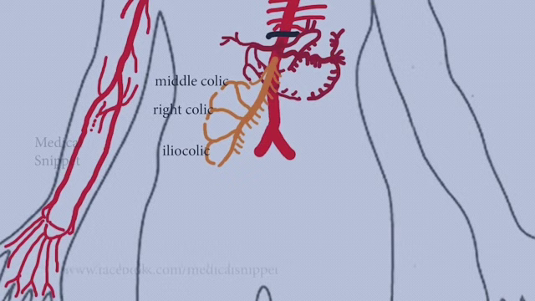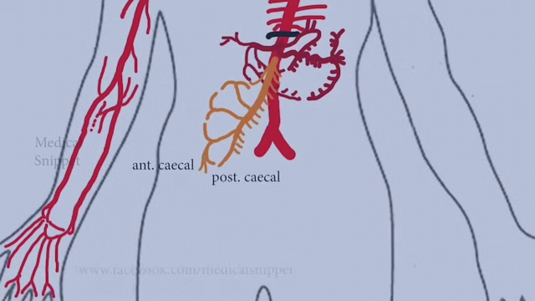Ileocolic artery gives rise to anterior and posterior cecal arteries. Appendicular branch arises from posterior cecal artery.